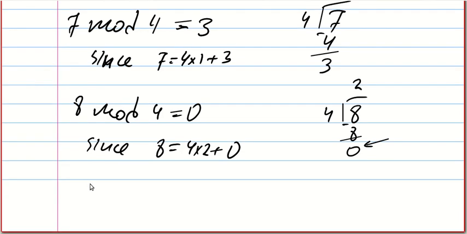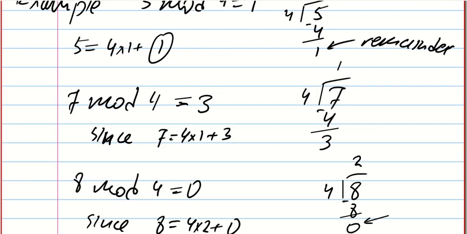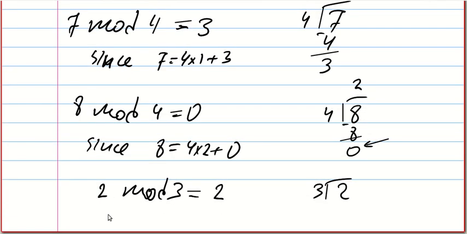So, a tiny bit harder. 2 mod 3. You want to divide 2 by 3, but you can't because 3 is bigger than 2. So you say that 2 is its own remainder. Why? Because you can write 2 as 3 times 0 plus 2. So 2 would be its own remainder.